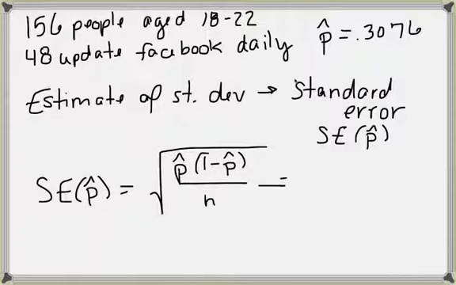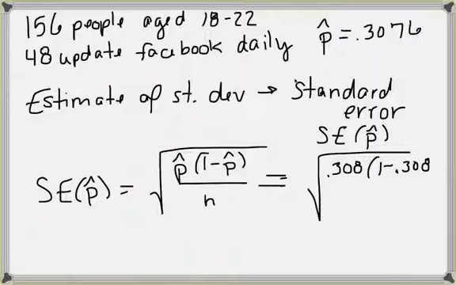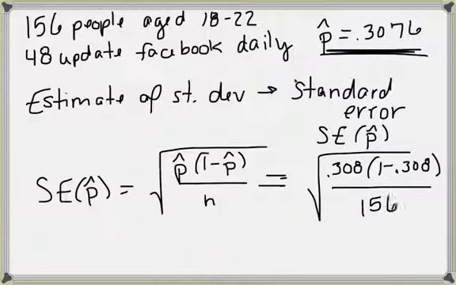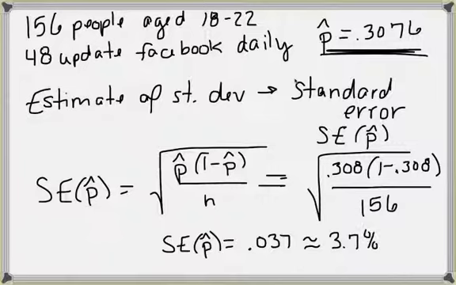Now, if you take what we already know and plug this in, I'm just going to round it to 0.308 times 1 minus 0.308, because 0.308, remember from up here, was our p hat. And we're going to divide that by n, which is our number that we surveyed, so 156. So what we're going to come up with for our standard error is 0.037, or approximately 3.7%. Okay, so that's our standard error.